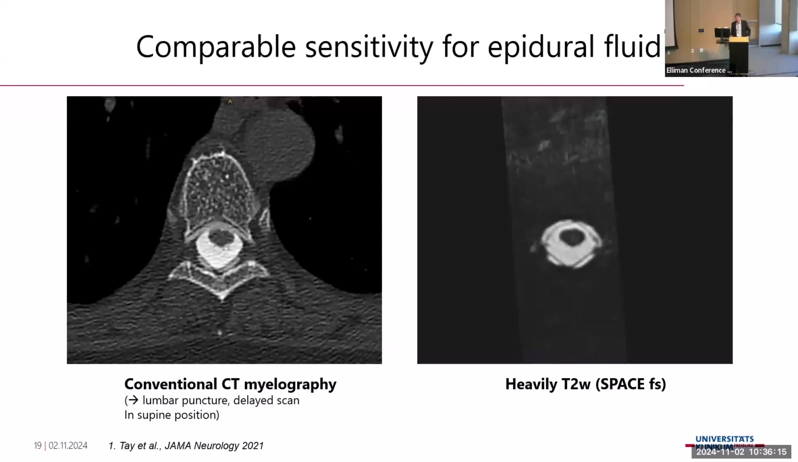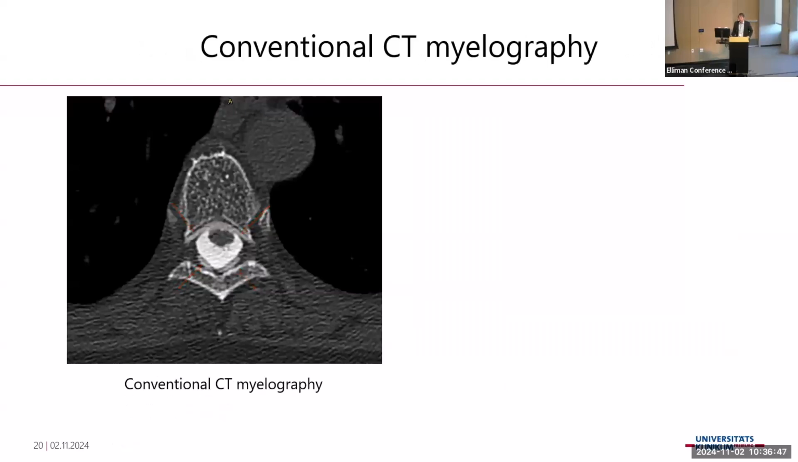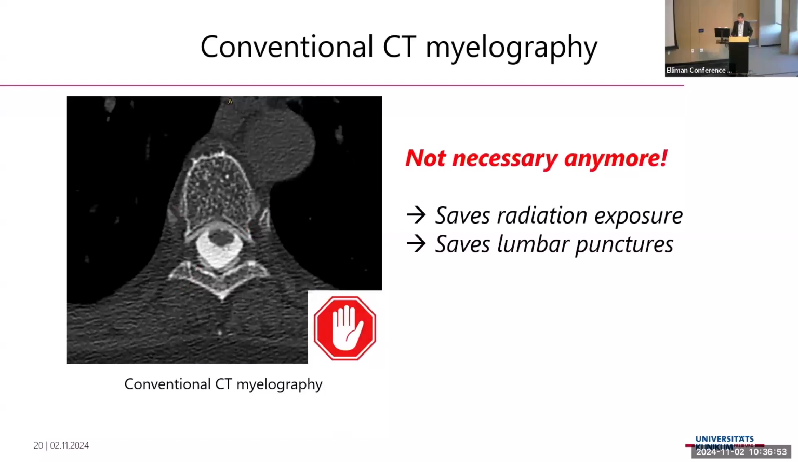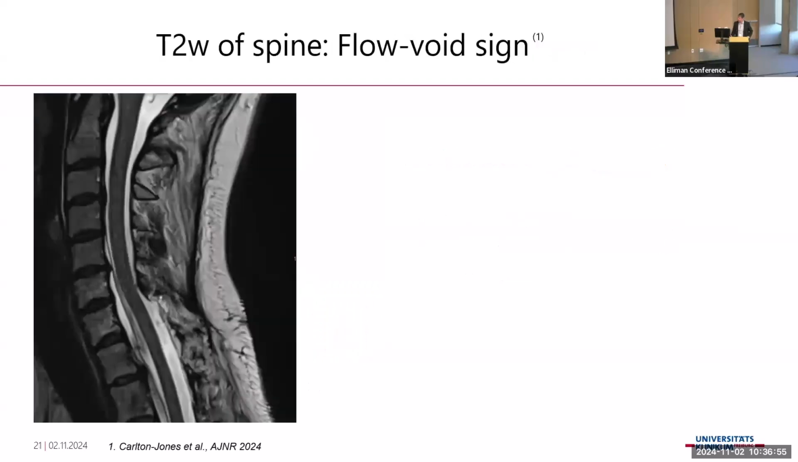And then there is the conventional CT myelography. This is a technique I think all have been using for years. And that means we do a lumbar puncture, inject iodine contrast, wait for some time, and do a CT scan in the supine position, only for the same purpose, to see if there's epidural fluid collection. And there are some studies that reported that the sensitivity is comparable. That means we can waive, and I think we have to waive this technique because it saves radiation exposure, saves lumbar punctures, and saves time.